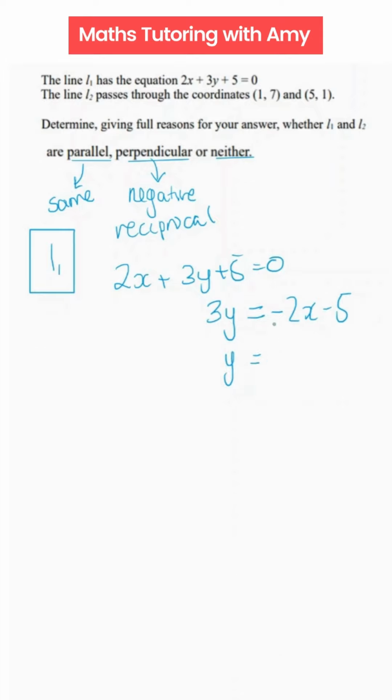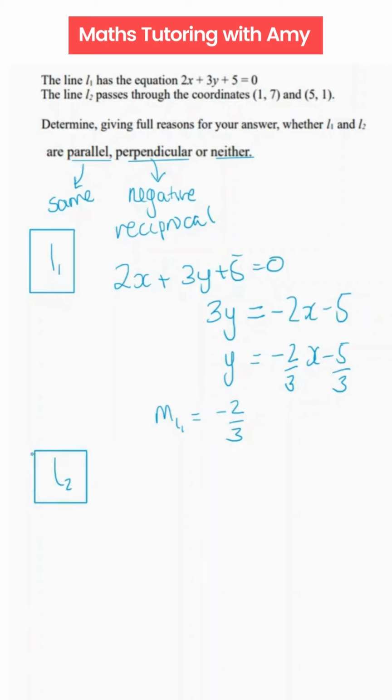Now, at this point, some people write this all over 3. But the problem is we want the m out of y equals mx plus c. So we need to have these as 2 separate terms, the mx part and the plus c part. So we're going to divide each term separately by 3. So we get that. Okay, so we can see our gradient for L1, so mL1, is minus 2/3. Okay, and then we're going to look at L2.